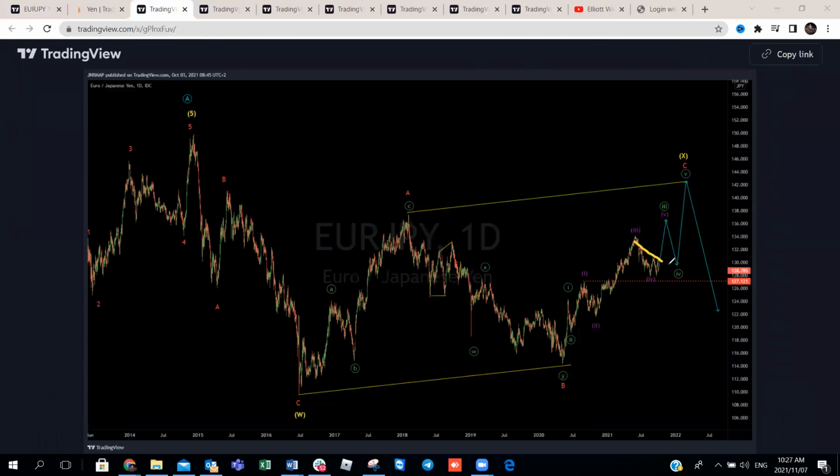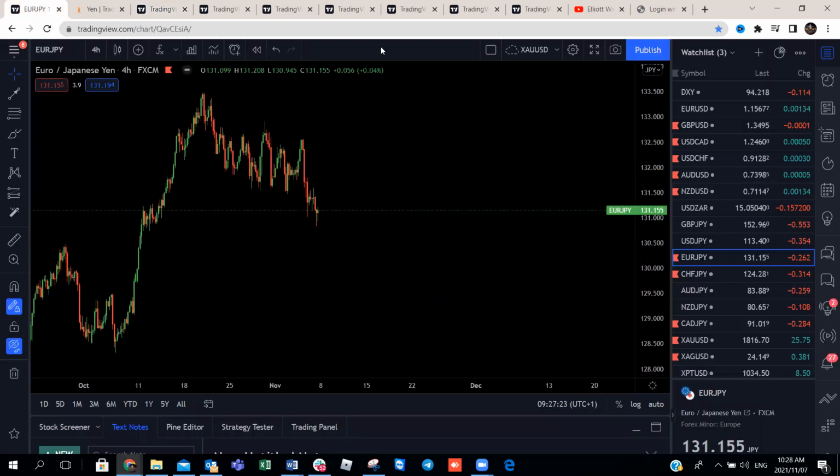So if you see here euro yen, we were looking for this to push to the upside. We've already pushed to around this level, and now we may be looking for that wave 4 to start playing out, and then we get the last leg to the upside. So let's watch this current corrective structure. This current corrective structure I'm going to show you, that is the one in the green degree there. That's the one that we're looking at to see if we're going to get a bit of a bounce here before the drop.